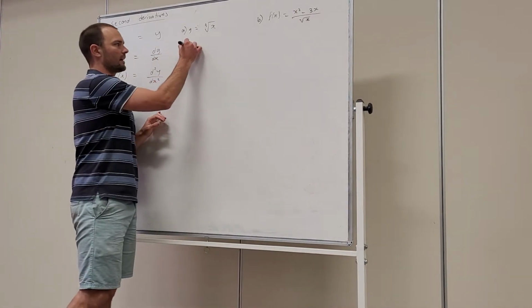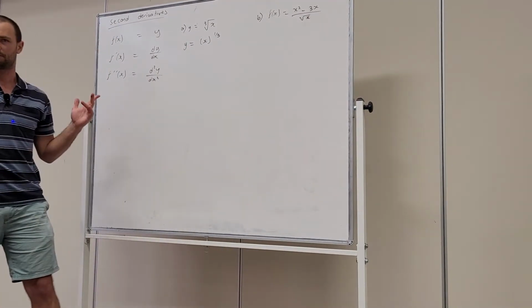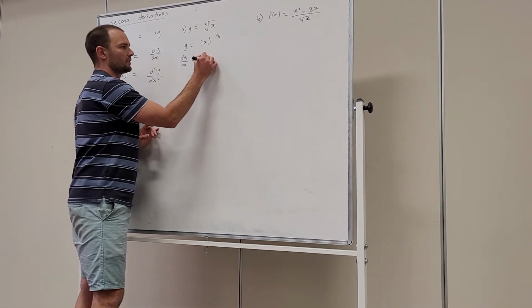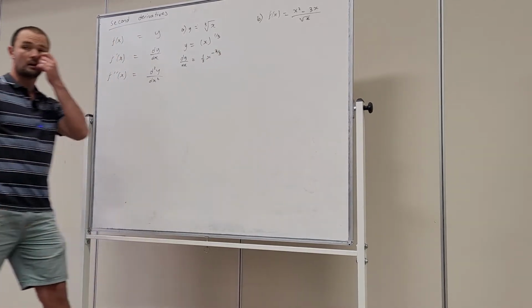So all we're going to do is we're going to say, well, y is x to the power of a third, and then we're just going to differentiate that once. So dy on dx is going to be a third x to the power of negative 2/3.